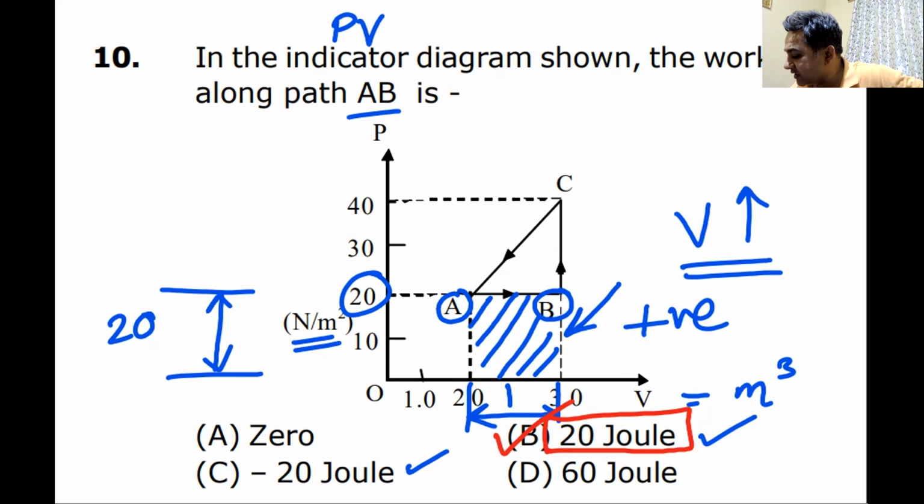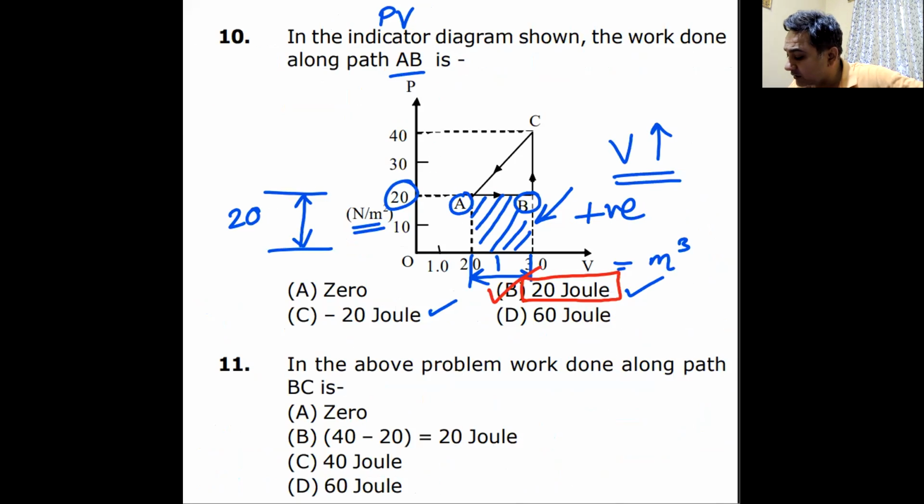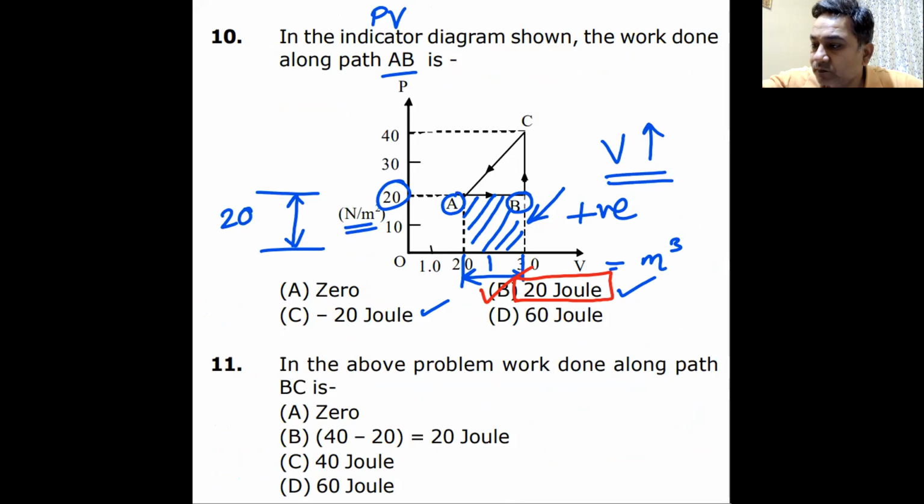And this question has an extension, so I'll get to the extension as well. It has a subordinate question. I hope you can see that subordinate question. The subordinate question is, in the above problem, work done along the path B to C is how much? That's the subordinate question. What is the work done along the path BC? This is the path BC. This is B and this is C. How much work is done from B to C?